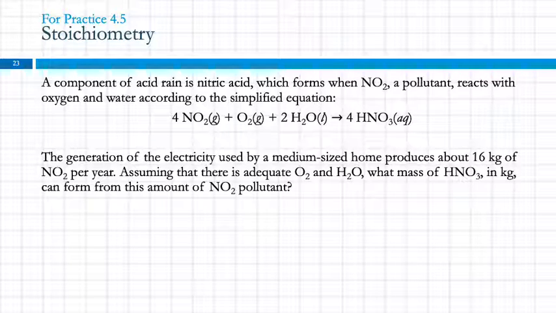Well, there's all this story in here, but what am I given? There's only one number in there, 16 kilograms of NO2. And they're asking what mass of HNO3, so over here HNO3 is the product this time, question mark, and they want it in kilograms.